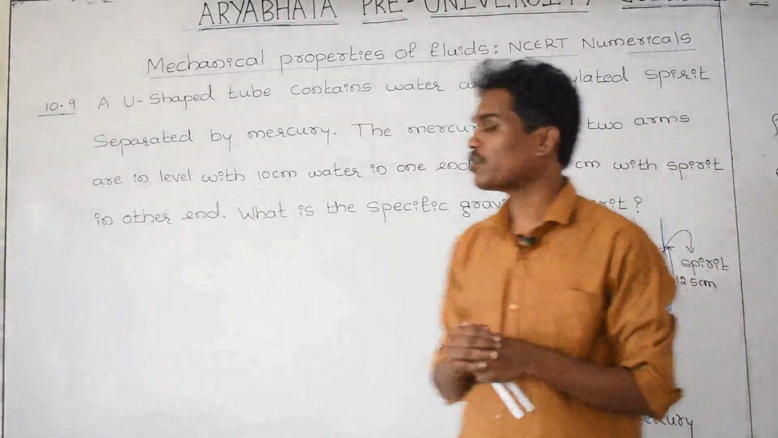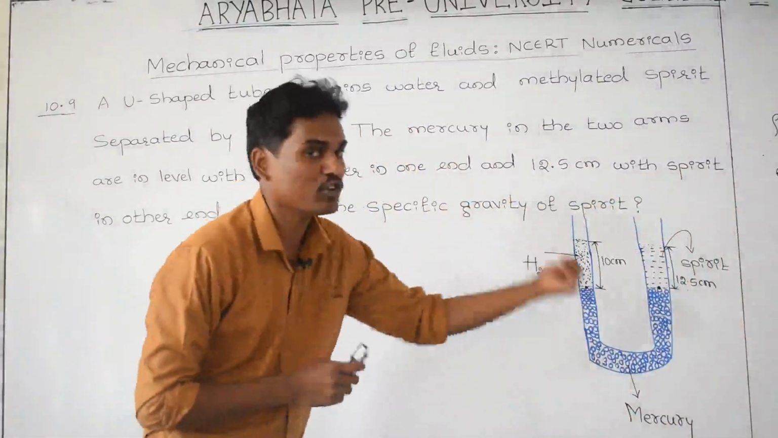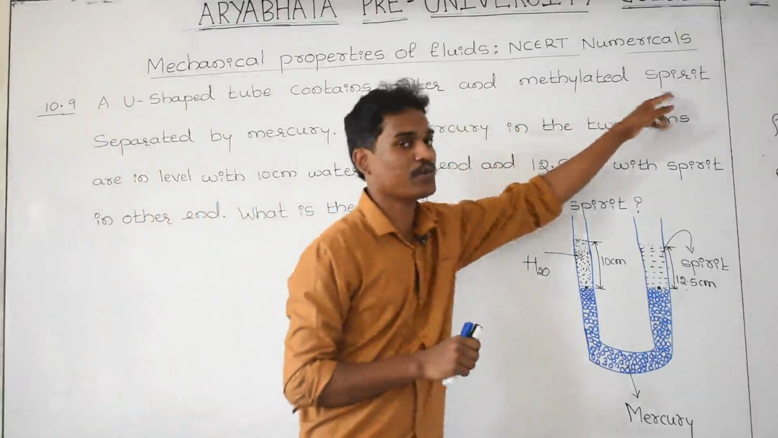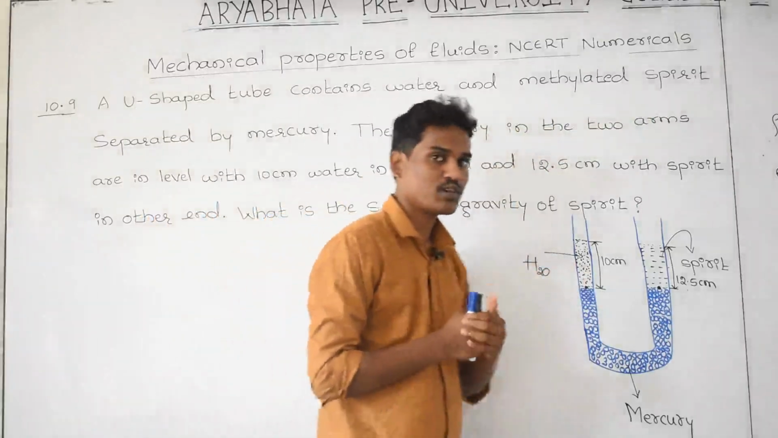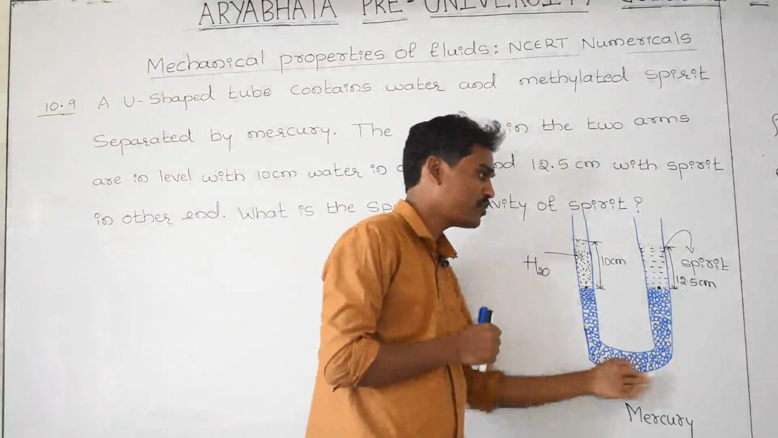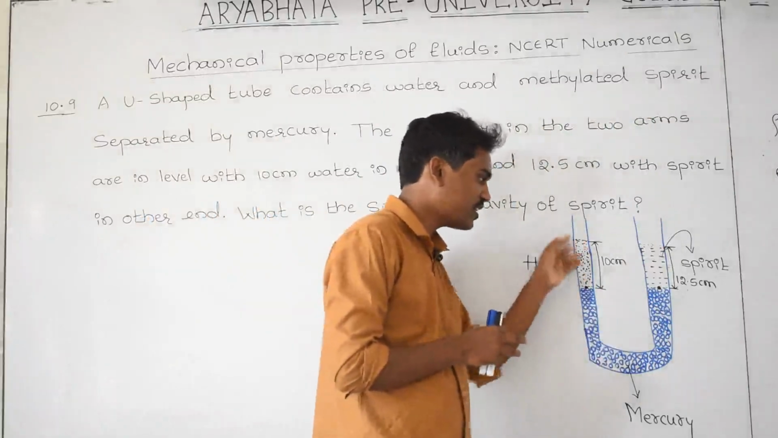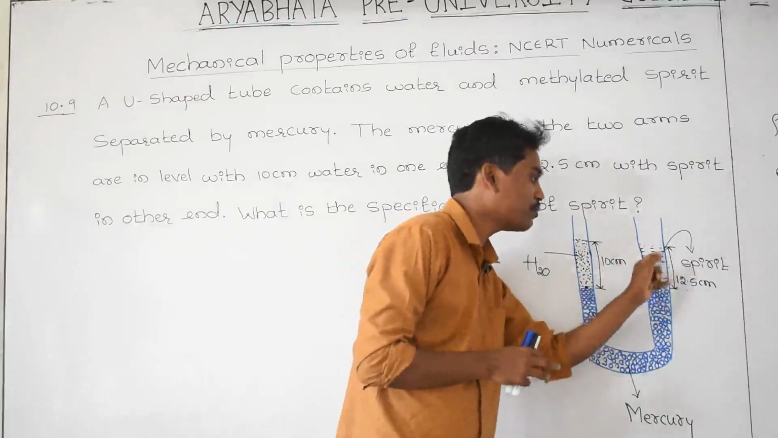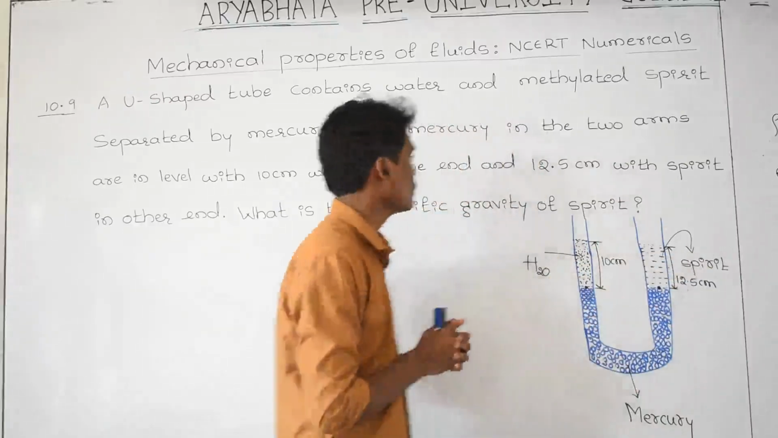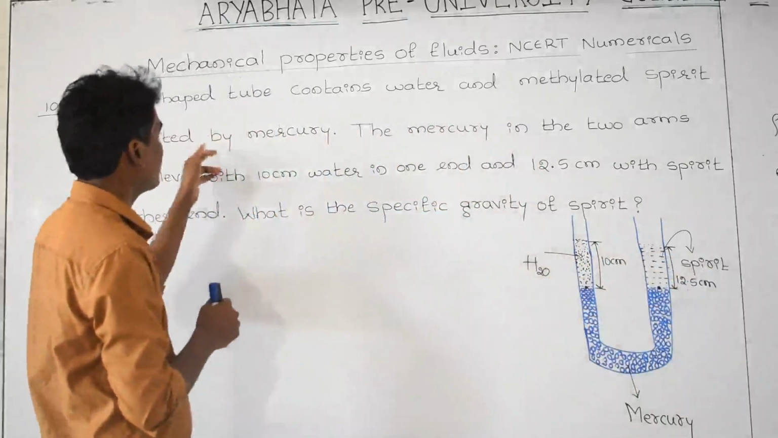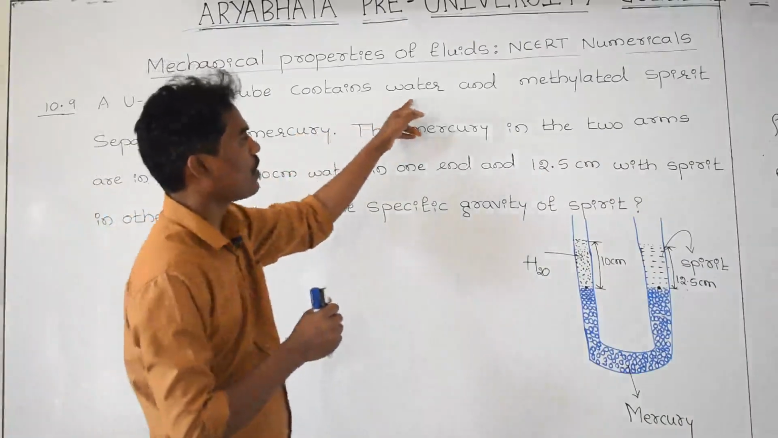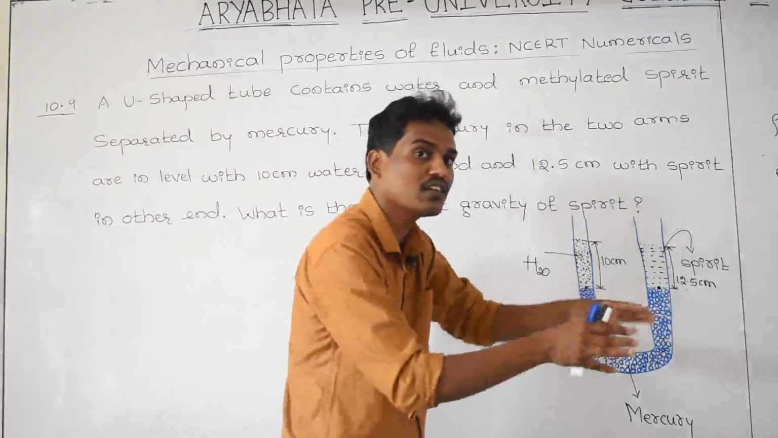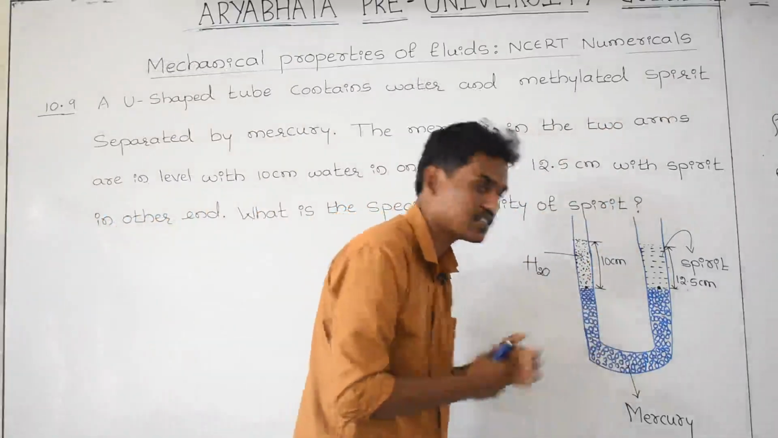A U-shaped tube contains water and methylated spirit. As you are observing in the diagram, this is a U-shaped tube. One side contains water, and that side contains methylated spirit, and they are separated by mercury. This water and methylated spirit are separated by another high density liquid, that is mercury.